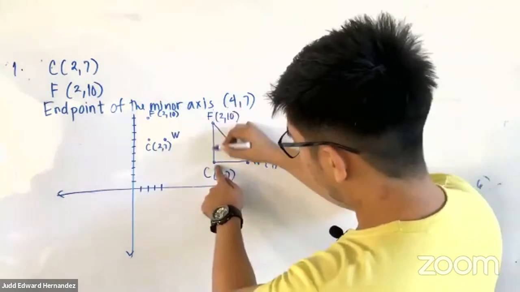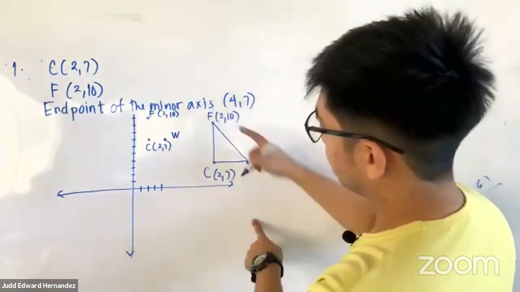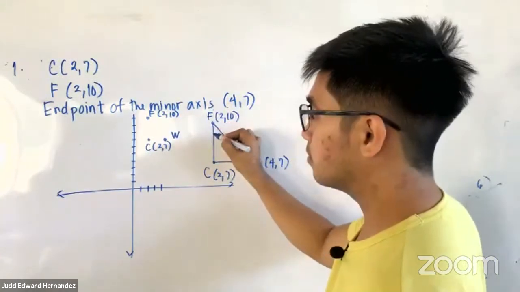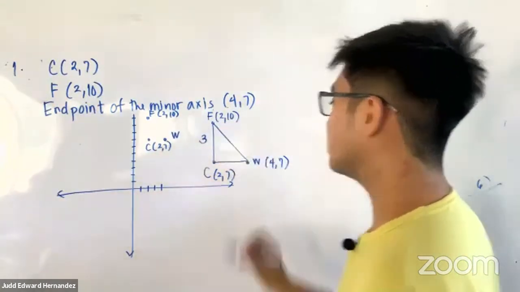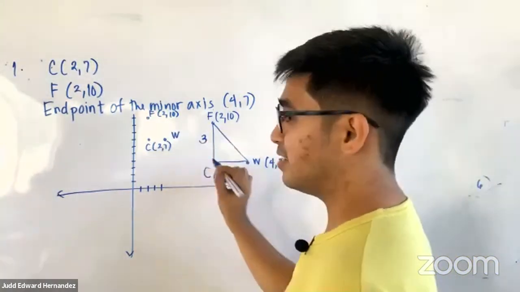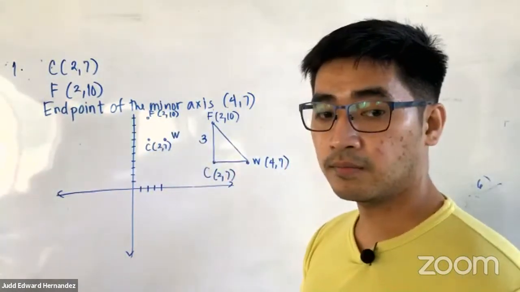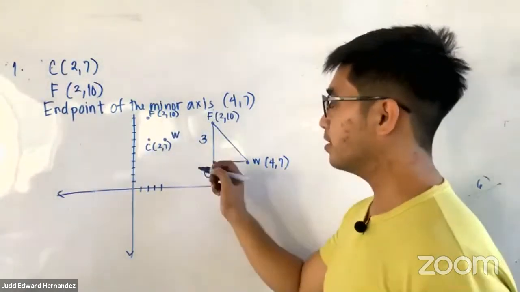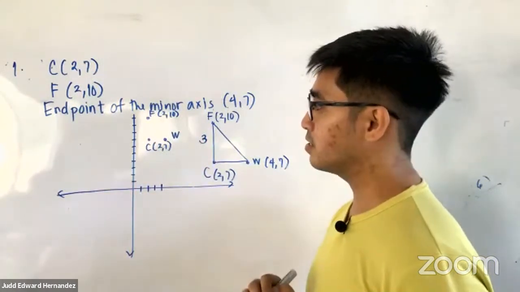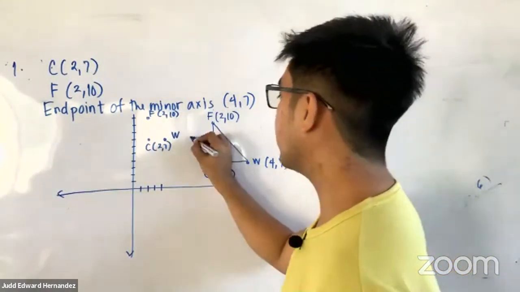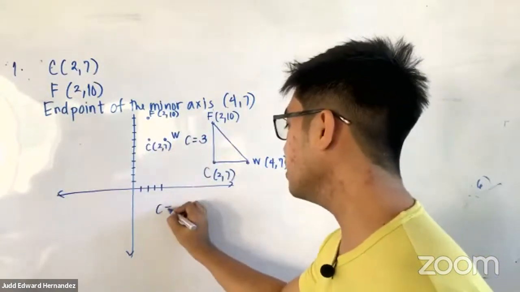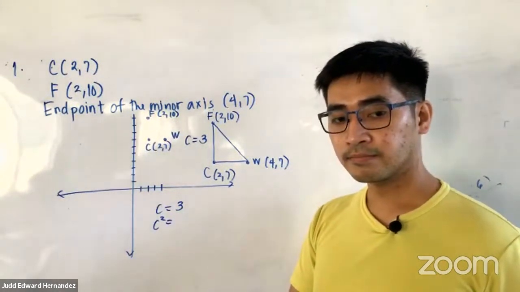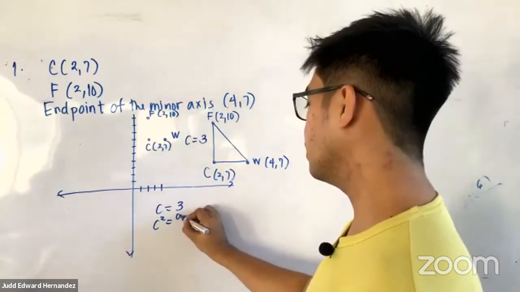Okay, what is this length? From 2, 10 naging 2, 7, therefore this length is 3. Therefore, what is 3? Is it A, B, or C? C. Very good. That is C. Therefore, we now have the value of C. C is equal to 3. Therefore, C squared is equal to 9.